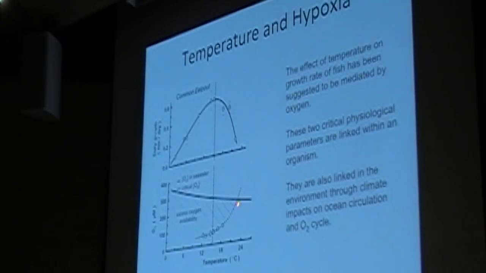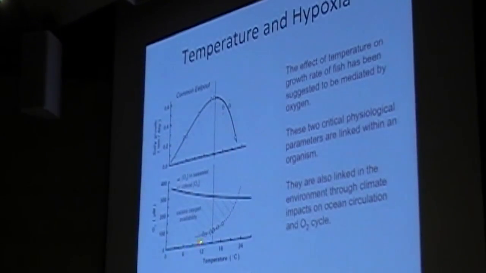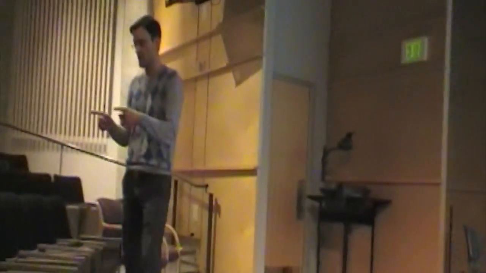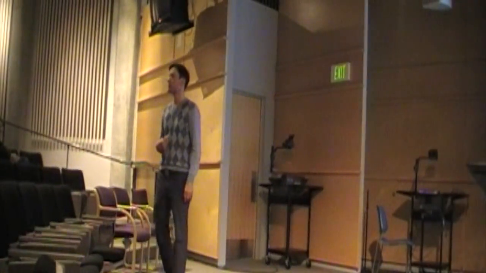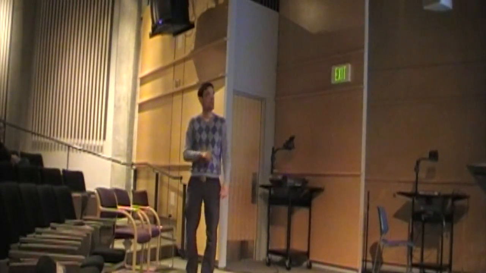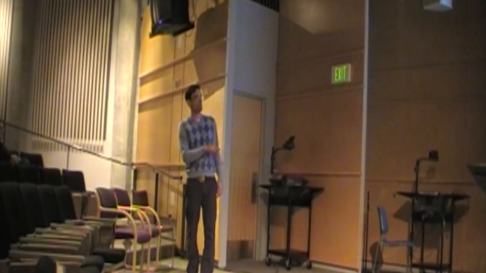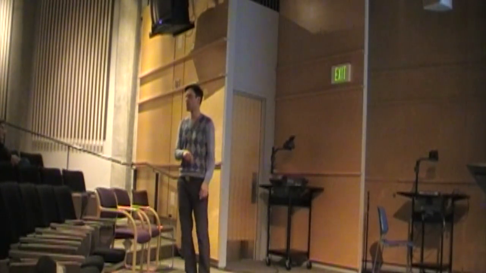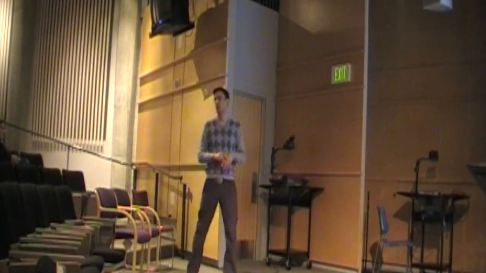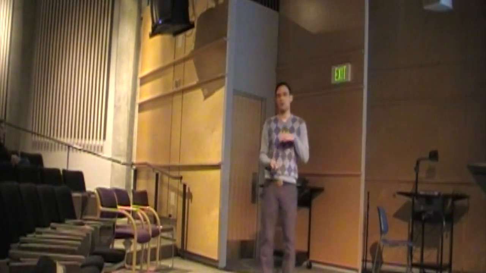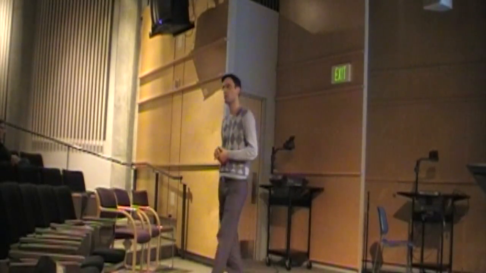So here is the oxygen concentration at which these eel pouts, little kind of eel-like things, began to build up anaerobic metabolites in the body tissue. As the temperature warmed up, they began to accumulate those anaerobic metabolites at higher and higher oxygen levels. So their tolerance for low oxygen was declining, one could say.